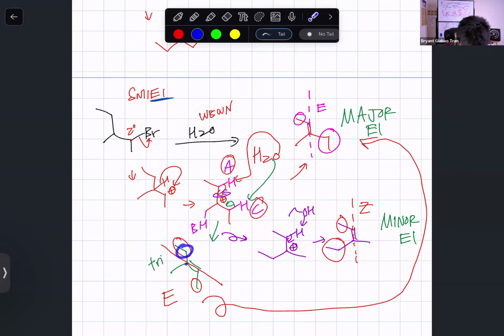Right. Any questions on SN1 E1 so far? I think the hardest reaction in this is E2. Like E2 is very involved with the anti-periplanar trigonal state, like Hoffman rotating to make the anti-periplanar. But do you guys have any questions for SN1 E1 so far?